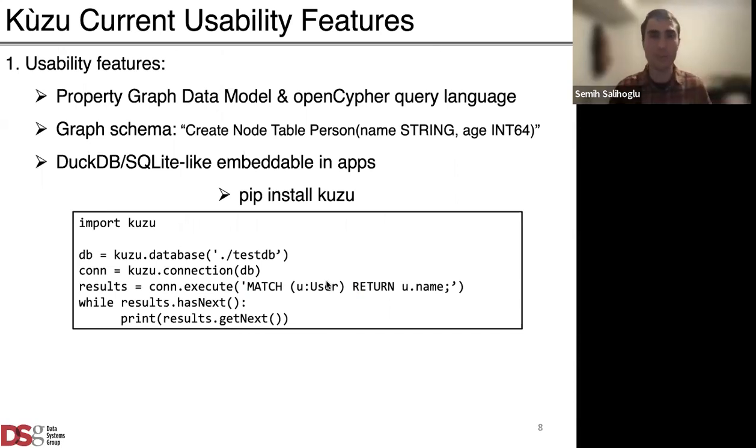In terms of usability features, just to go over them, we support the property graph data model and the openCypher query language. Differently from the original data model though, we require a graph schema. You essentially say, here are our nodes, and we even call them node tables. We've got person node tables, and these are exactly the properties of those. Whereas in the original property graph data model, that's not the case. You could arbitrarily add properties.